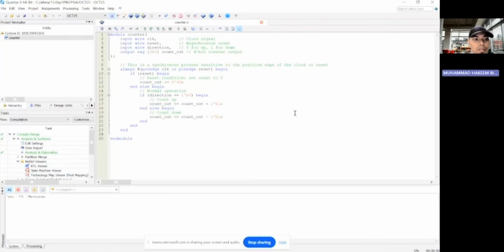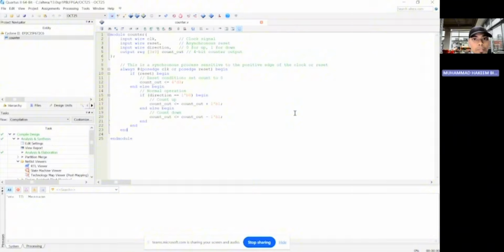Normal operation. When the reset signal is low, the counter operates normally. In this state, the counter updates its value only on the rising edge of the clock. The direction input is then checked to decide whether the counter should count up or count down.